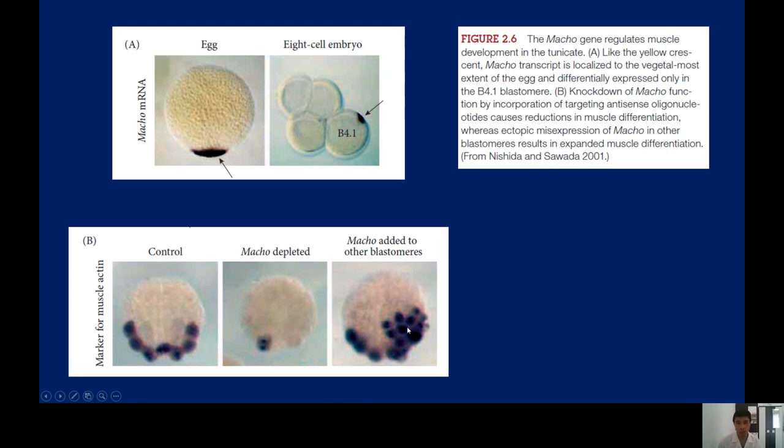And also the macho could be added to other blastomeres, like here, for example, when we insert the macho mRNA inside such blastomeres, and then it will also trigger the formations of the muscles in such regions. So there is a specification like a macho mRNA itself. This is determined cytoplasmic determinant factors located in the cytoplasms of each single cells.